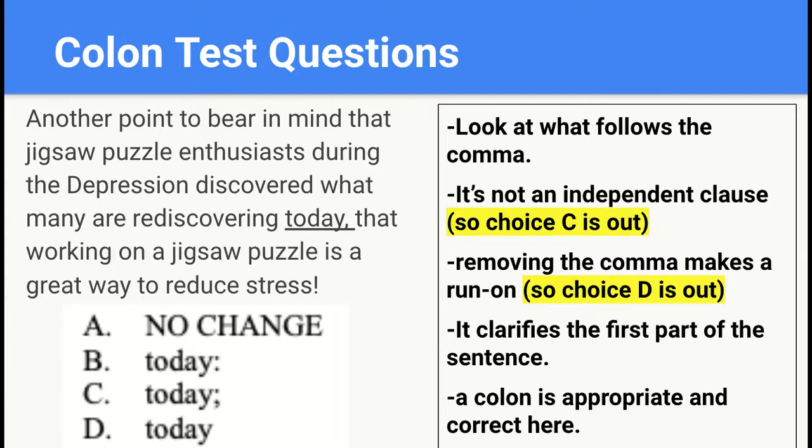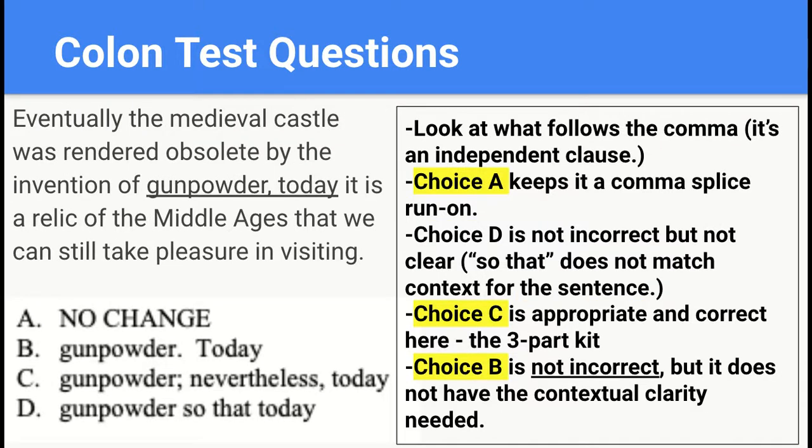So here again, if you just look at those choices, a lot of students will go, "Oh, I don't know, semicolon, colon, I'm not sure." You're going to be sure if you think about it. Here again, another example. Eventually, the medieval castle was rendered obsolete by the invention of gunpowder, comma. Today, it is a relic. You can tell that's two full sentences. All right, so there's a problem. So it can't stay that way.